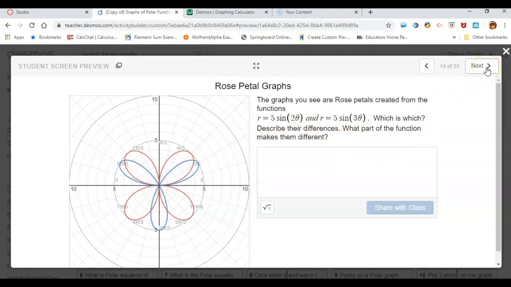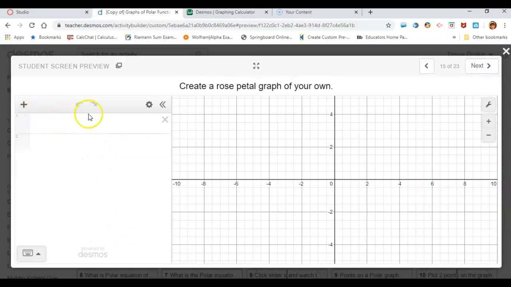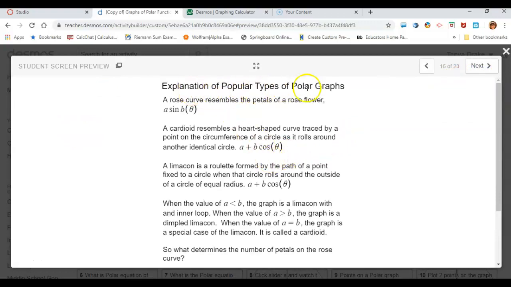And we'll get an explanation from them. All right. Then next, create your own rose petal graph. Let's see if you know what to do. Then next we have an explanation of these types.